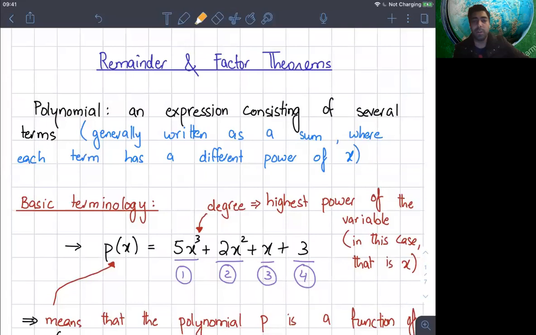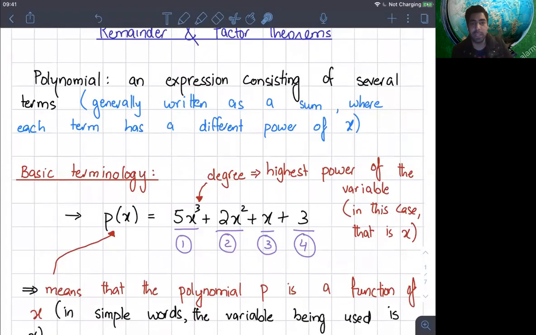It says that a polynomial is an expression consisting of several terms, generally written as a sum, where each term has a different power of x. Well, that's just a loose definition using simple words that are easy to understand. So let's go ahead and see what that means. Right here, we have 5x cubed plus 2x squared plus x plus 3. So the first thing you need to note is that it has 4 terms. All of them have been labeled.